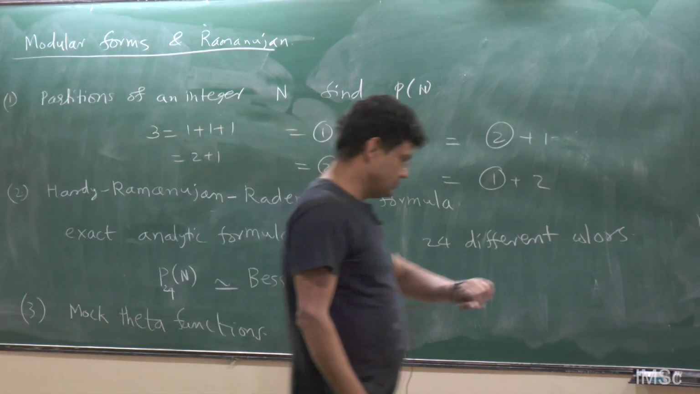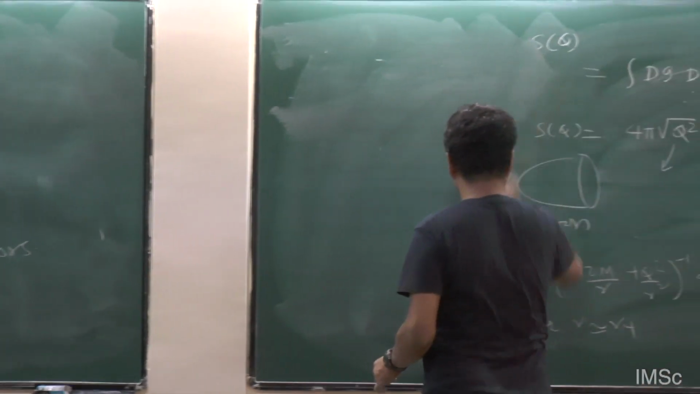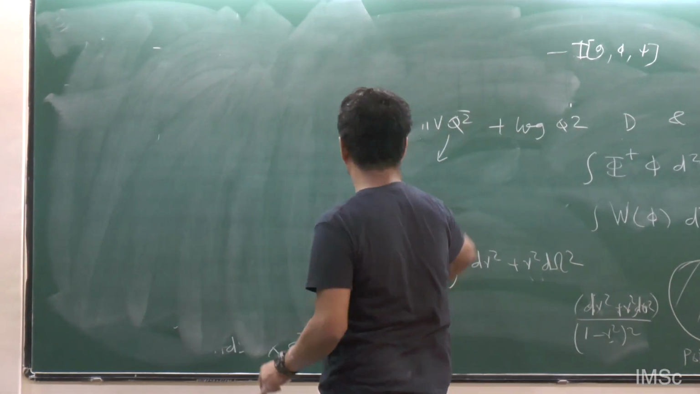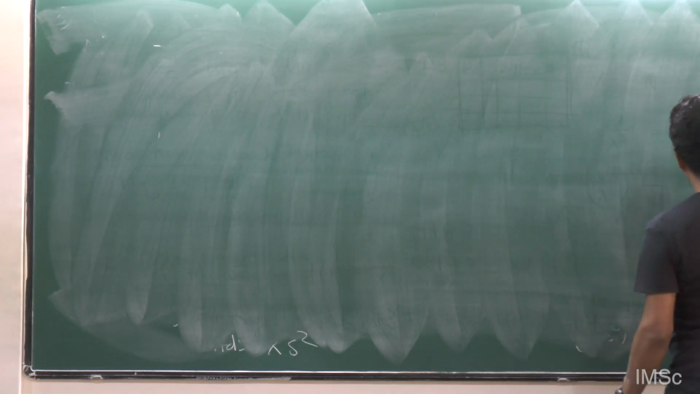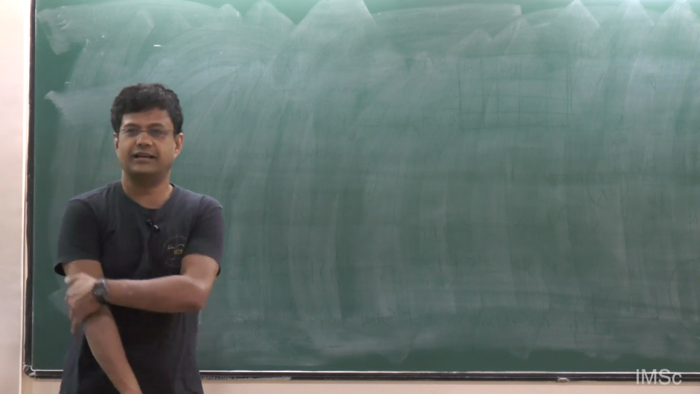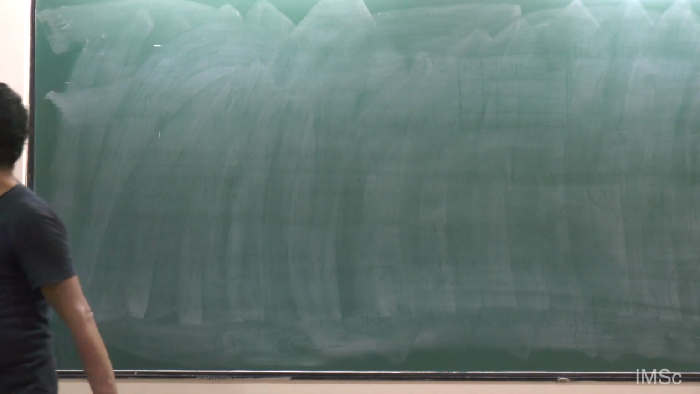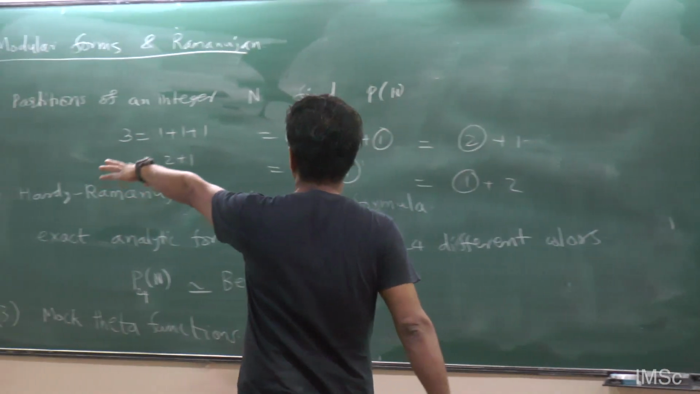And I will explain to you, in the simplest possible example, to give you some feeling of how it connects to black holes. So I have told you now what quantum black holes are. I still have to tell you what modular forms are, and then I will try to connect the two using Ramanujan's theory of partitions.